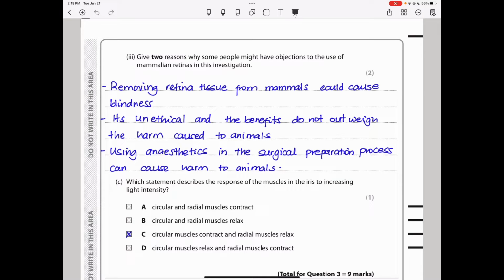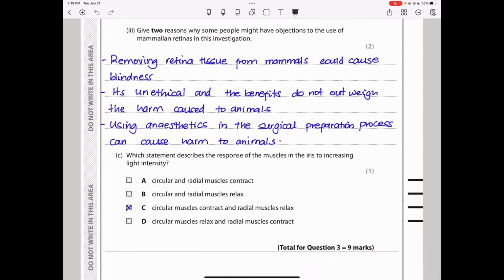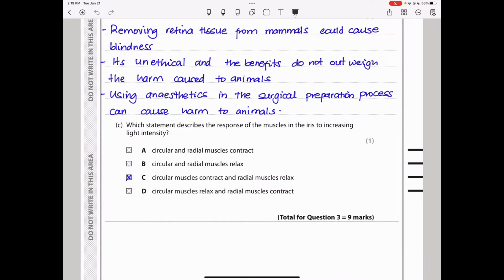If the benefits are better than the problems the experiment causes, then we could go with it. But in this case, the benefits do not outweigh the harm caused to the animals, so this will be unethical. And then lastly, sometimes when they are cutting out mammalian retinas, they have to use anesthetics. In the surgical preparation process, there is a chance that some harm is going to be caused to these animals, which is not a good idea. Lastly, which statement describes the response of the muscle in the iris to increasing light intensity?